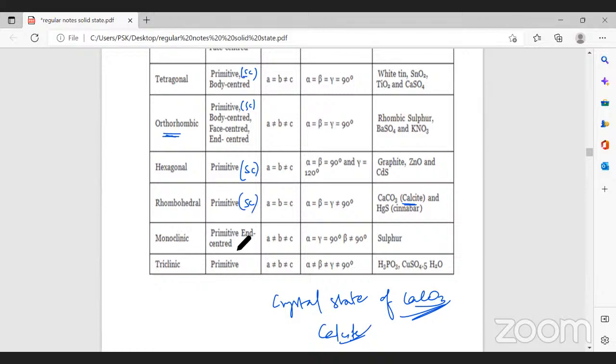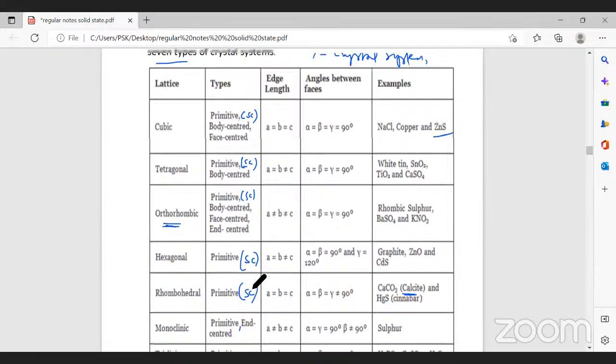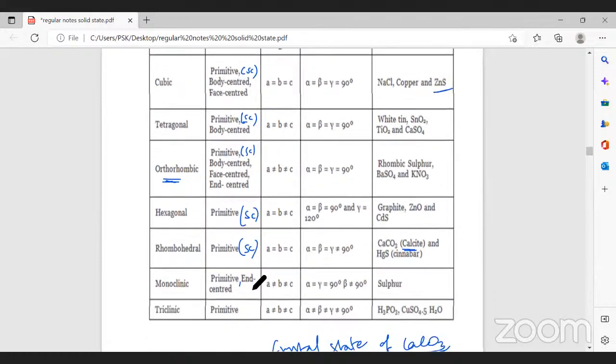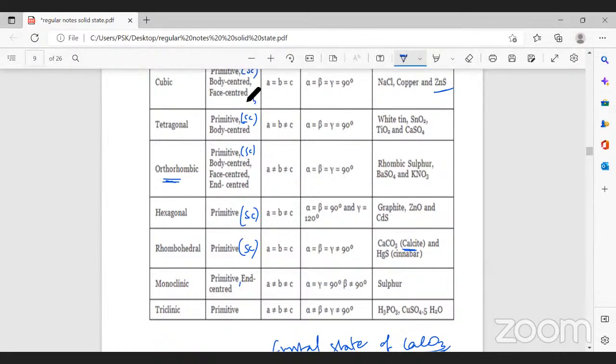Next is monoclinic. It has primitive and end-centered. The example is sulfur. And triclinic has only primitive. Examples are phosphorus acid, hydrated copper sulfate. These are the examples for triclinic primitive crystals. So if you count, cubic has 3, and then 4, 5, 6, 7, 8, 9, 10, 11, 12, 13, and 14. So totally, you can have 14 Bravais lattices.